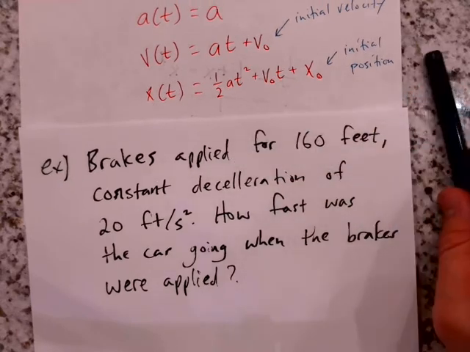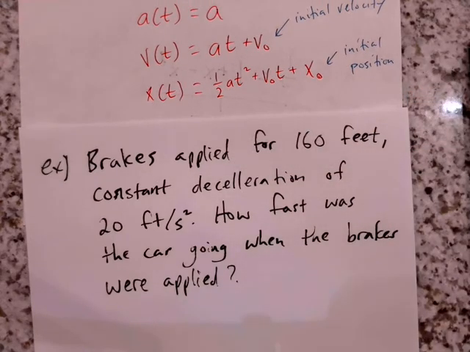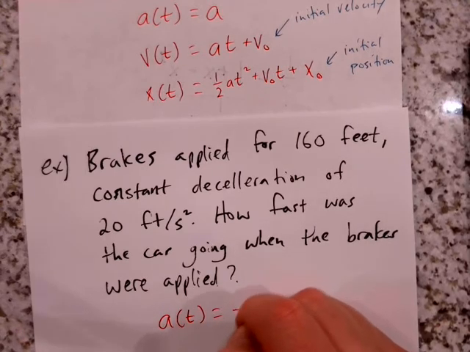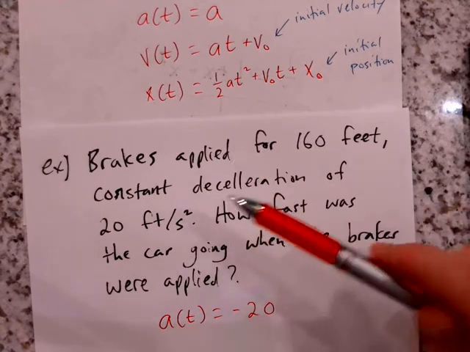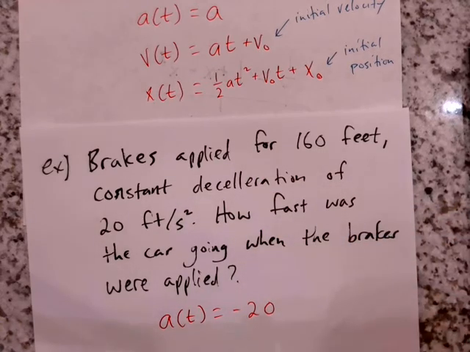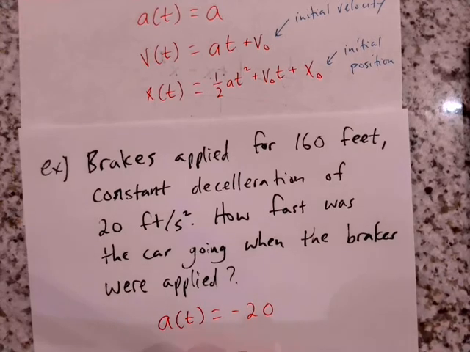So, this is a case where we have a constant acceleration. And the acceleration function here is negative 20. Negative because it's deceleration. The car is losing 20 feet per second every second. And we use this to find the velocity and the position functions.